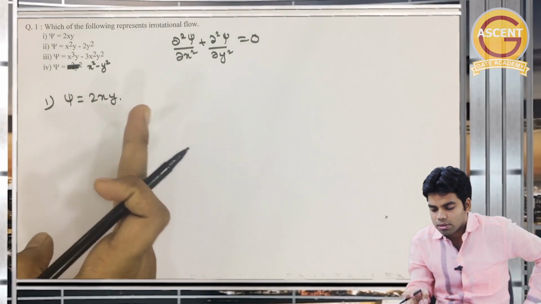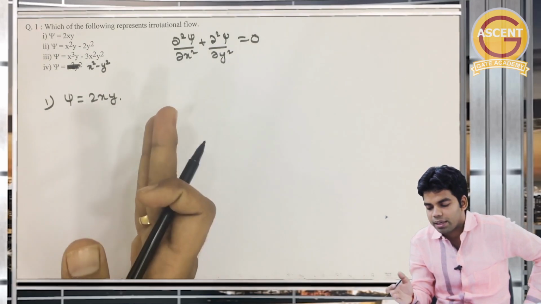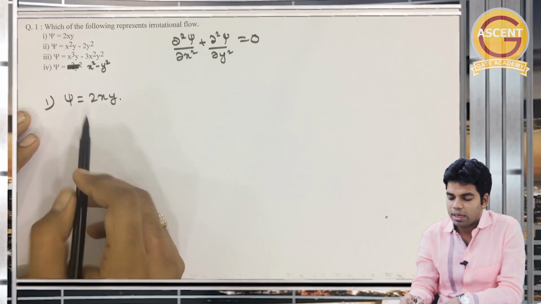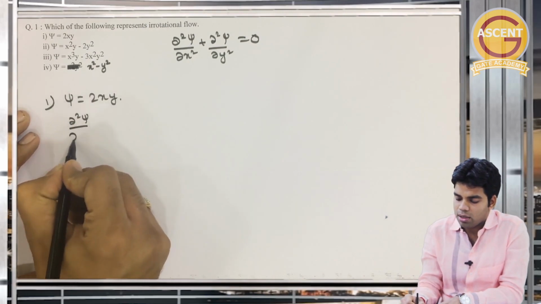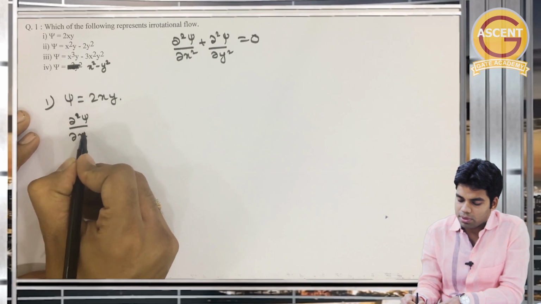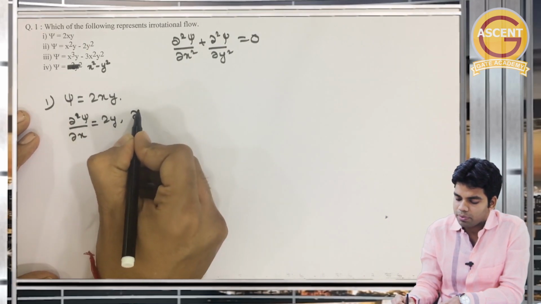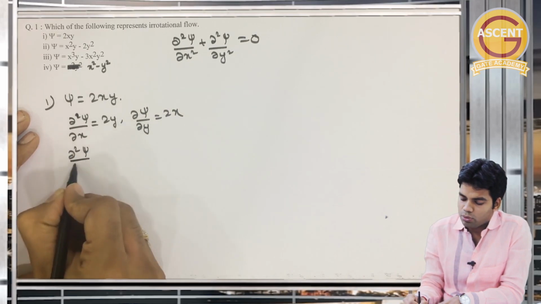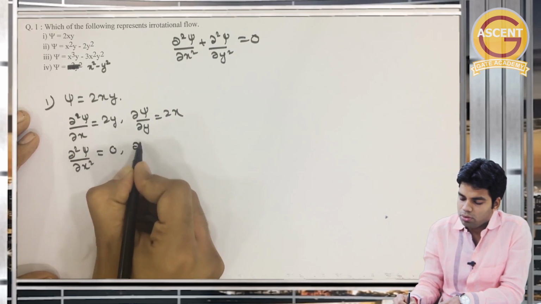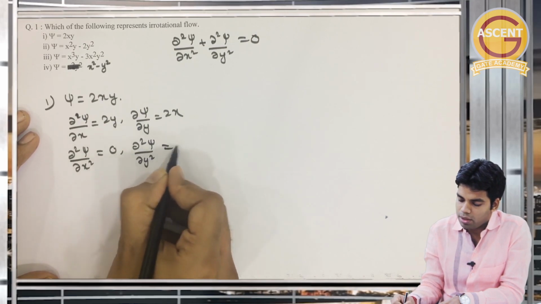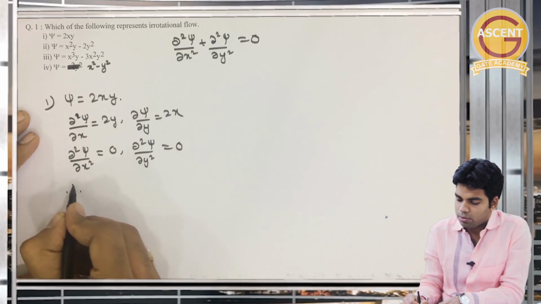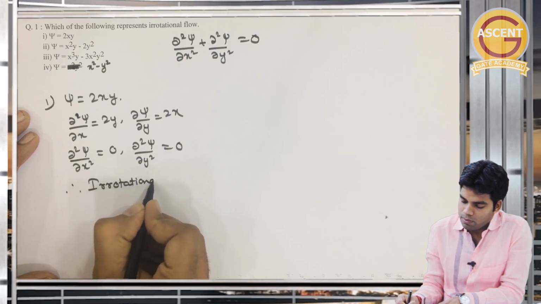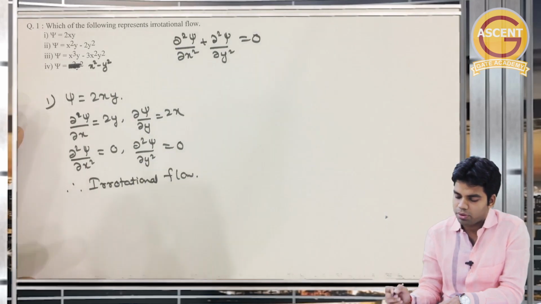Why? Because this is just the first degree of x and y, and if I differentiate it up to second degree, it would be 0. That means del psi by del x will be equal to 2y, del psi by del y will be equal to 2x. Del 2 psi by del x square is equal to 0, del 2 psi by del y square is again equal to 0. Therefore, this is an irrotational flow. Getting this? Very simple to determine.